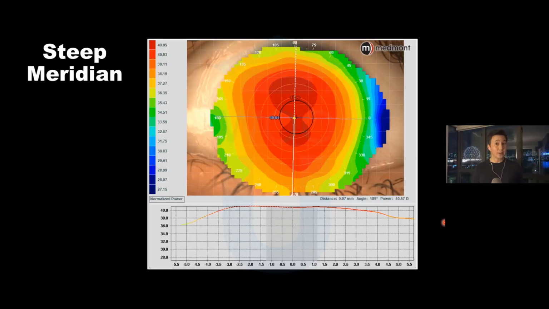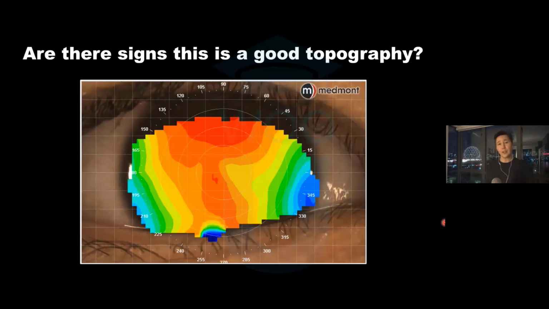Maybe there's scarring on the surface that's hindering a quality reflection off the eye surface. Really, a normal, healthy cornea should show very gradual change from steepest to flattest. Now, how about here? When you look at this topography, are there signs that this is a good or bad topography? And clearly, the coverage is an issue.